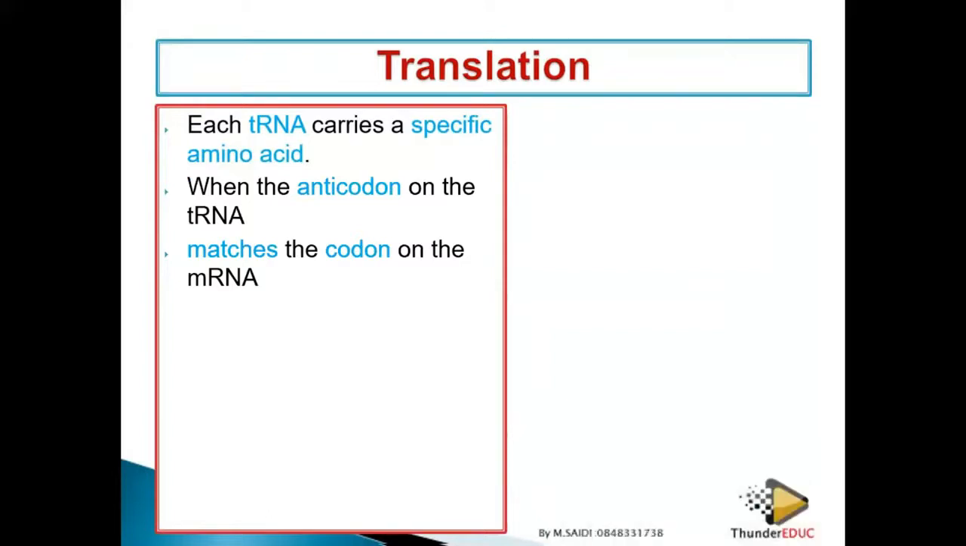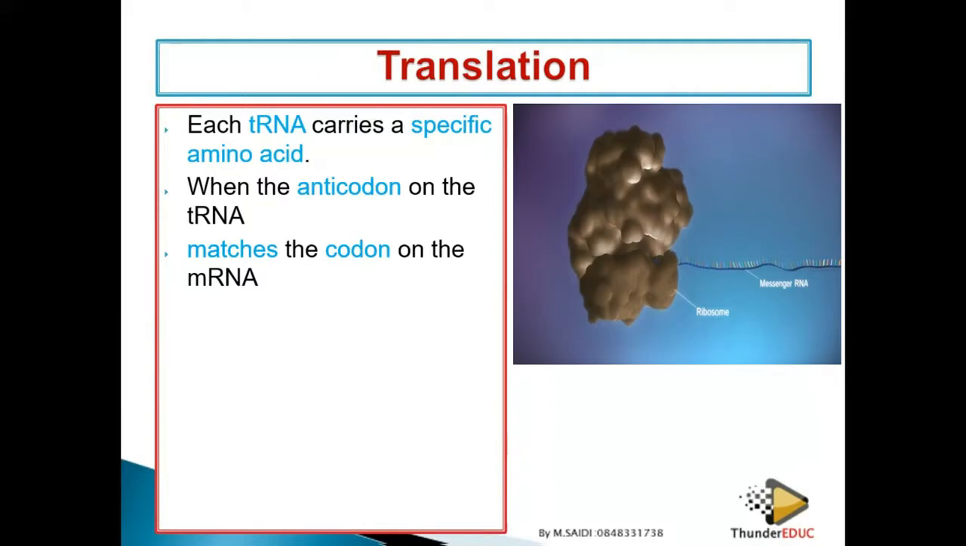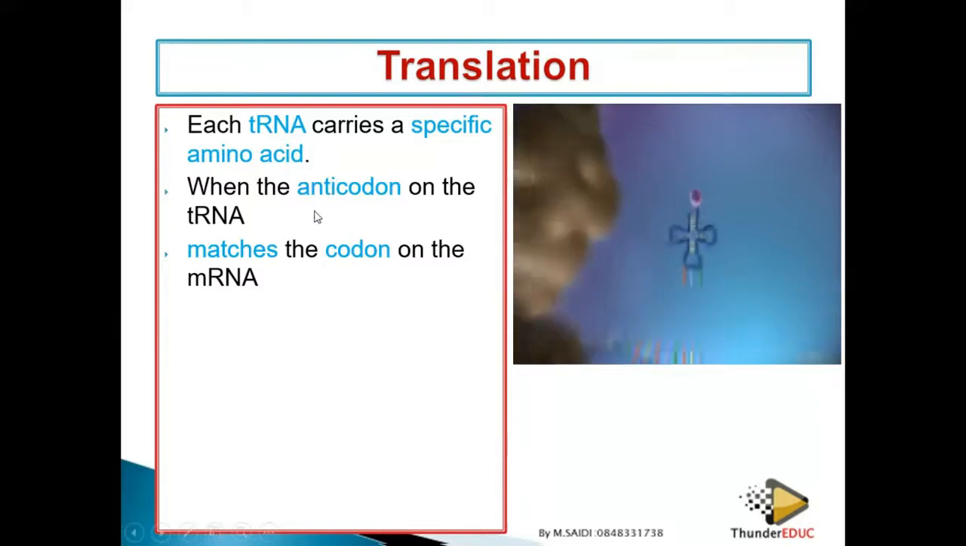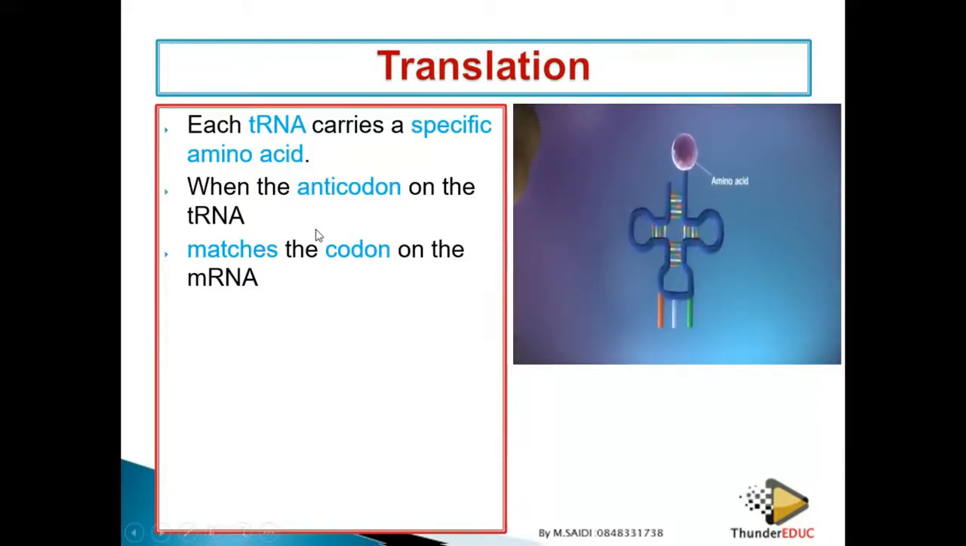So the DNA codes for the codons on the messenger, and the messenger codes for the 3 bases on the transfer RNA, which are the anticodons. And then the anticodons code for the specific amino acid. That's why we're saying that each transfer RNA codes for a specific amino acid. It's like a key. The other one will not enter or open.